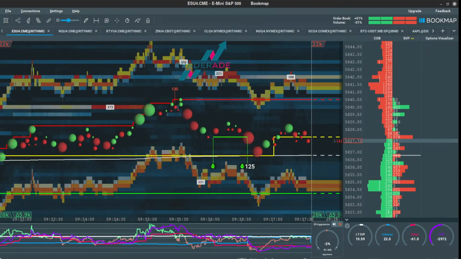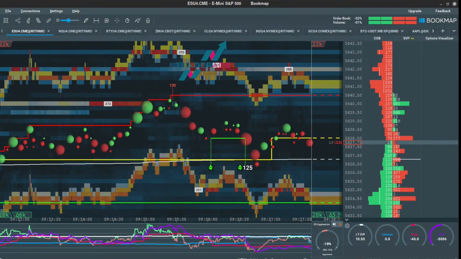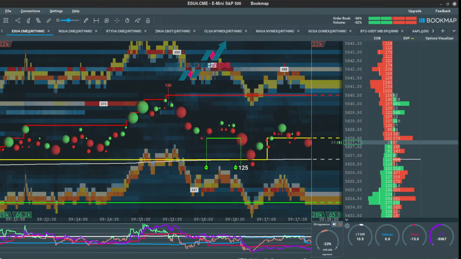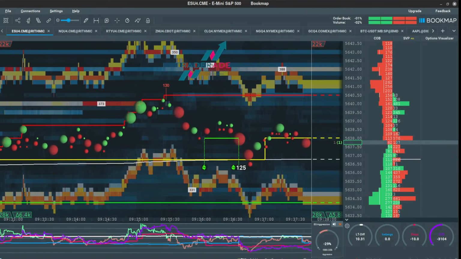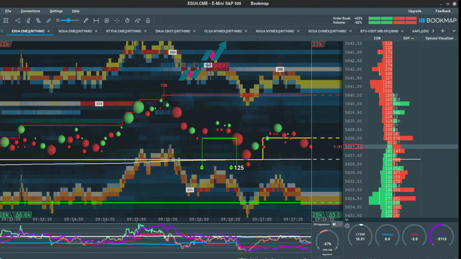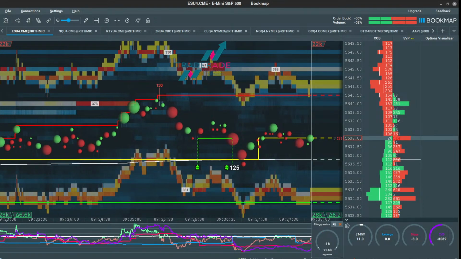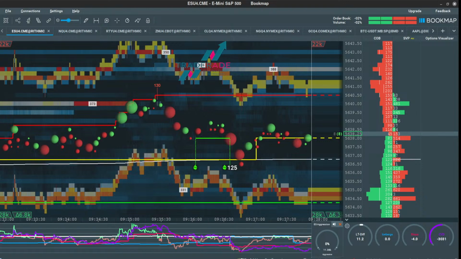So we'll zoom in just a little bit here, right on the opening. Not terribly exciting so far today. Got about 6.25 handles on this opening range so far. We'll see how that evolves over the next 13 minutes.